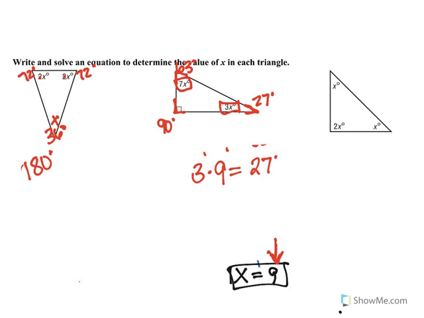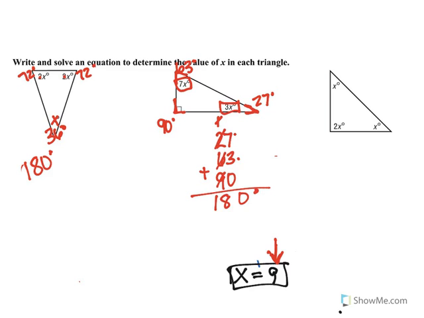But to check my work, I'm going to add all of them: the 27 degrees plus 63 degrees plus 90 degrees. When I add everything, I should get a total of 180 degrees. 7 plus 3 is 10. 9 plus 1 is 10, plus 6 is 16, 17, 18. Again, it worked.